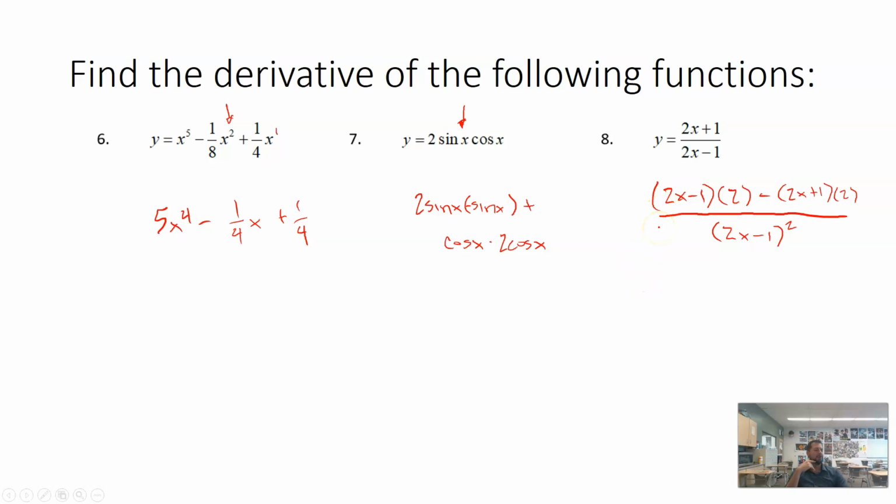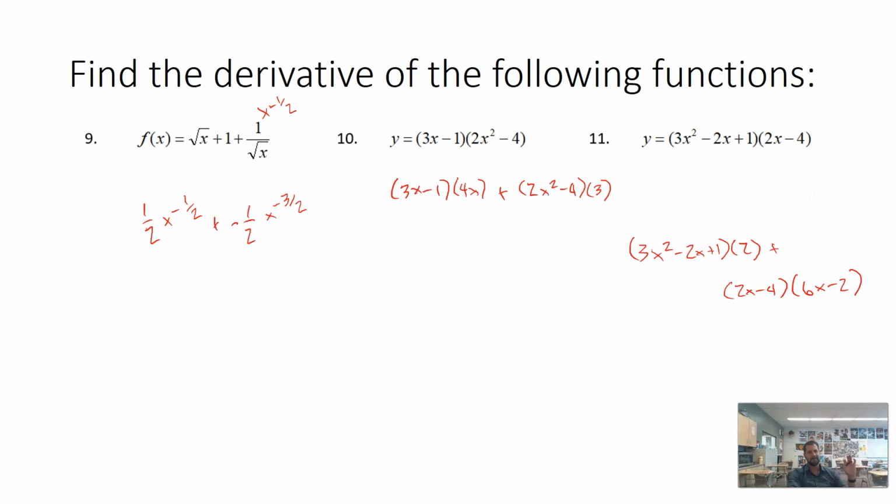Number 8, that's a quotient rule. Remember, that's the bottom function multiplied by the derivative of the top function, minus the top function times the derivative of the bottom, all over the bottom squared. And we never simplify. Don't worry about simplifying when you find derivatives. A couple of things here: I changed this to x to the 1/2 power. Then I used the power rule to take the derivative of that.